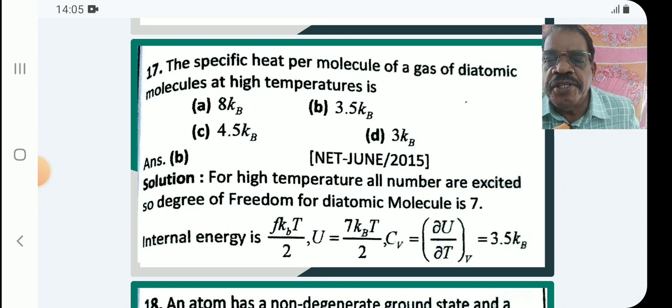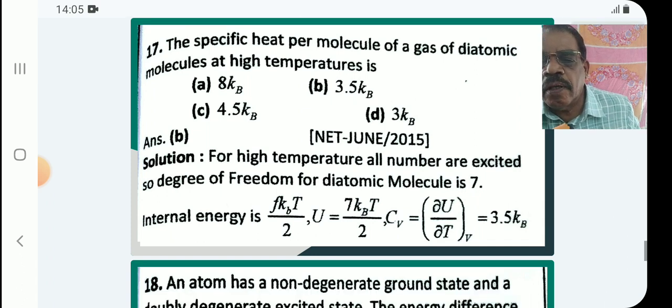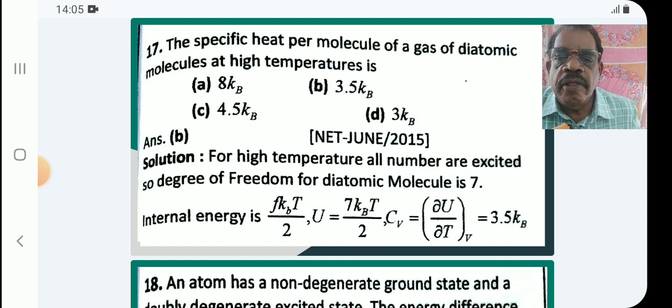For high temperature, all modes are excited, so the degrees of freedom of the diatomic molecule is 7, not 5. Therefore, energy U is equal to F kBT by 2. F is 7, that is U is equal to 7 kBT by 2. Therefore, specific heat, put T equal to 1, is 7 by 2 kB, which is 3.5 kB. Answer is B.